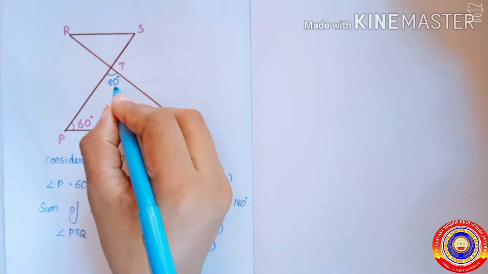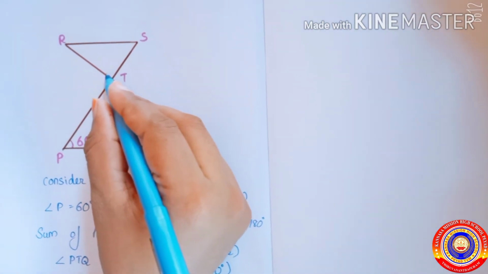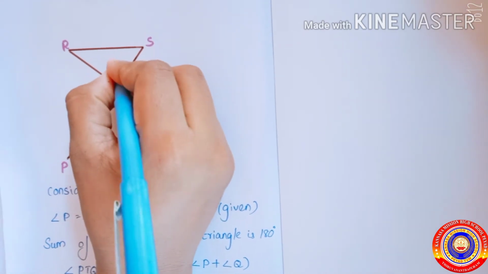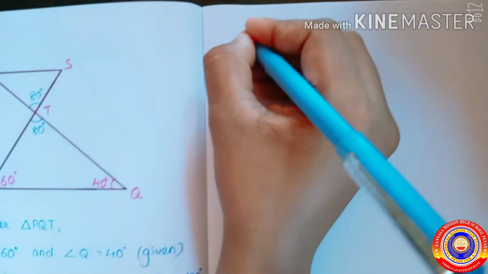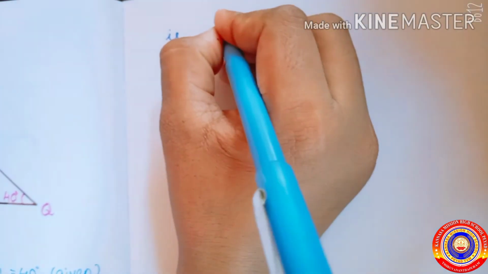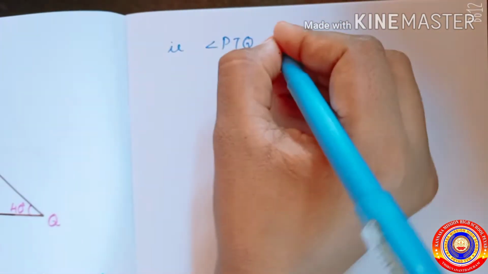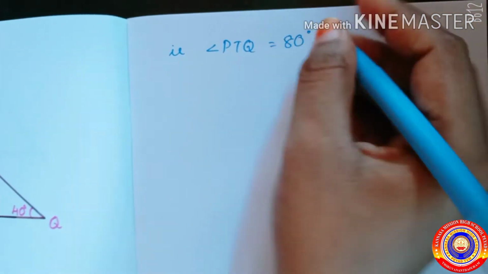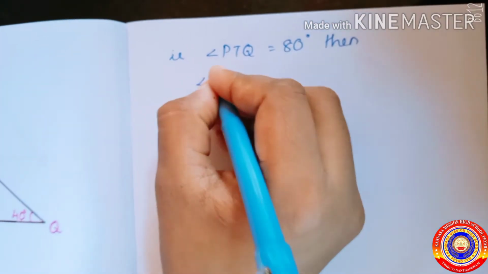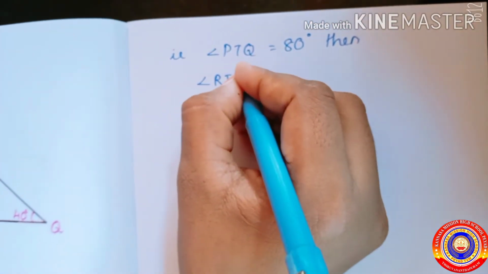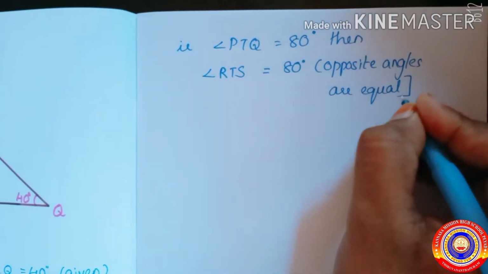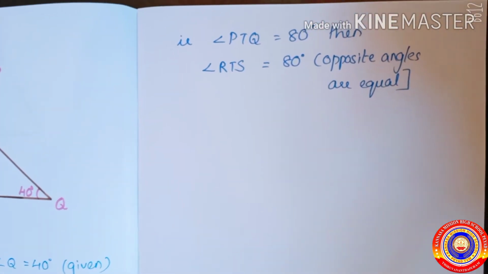If angle PTQ is 80 degrees, then angle RTS is also 80 degrees because they are opposite angles. That is, angle PTQ is equal to 80 degrees, then angle RTS is also 80 degrees because opposite angles are equal.